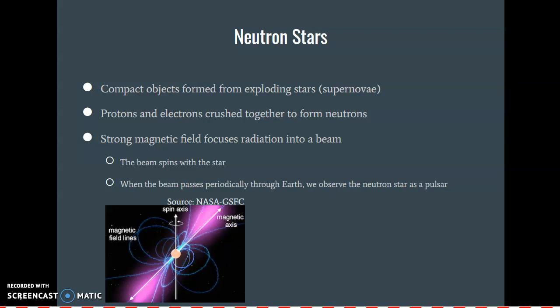And a pulsar is what happens when the very strong magnetic field of a neutron star focuses the radiation from the neutron star into a beam that rotates with the neutron star very rapidly, and when that beam passes through Earth, we observe it as this regular periodic flickering on and off in the radio waves, like a lighthouse, and that's what we call a pulsar.